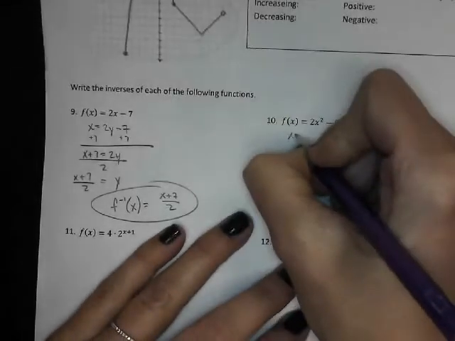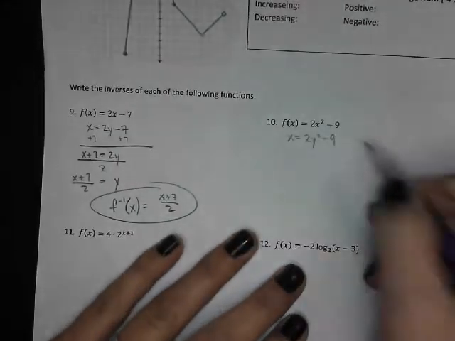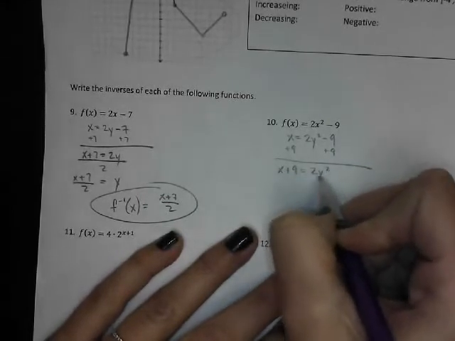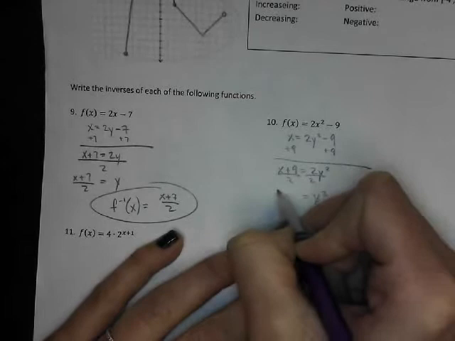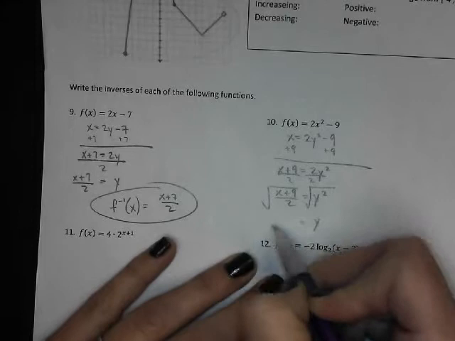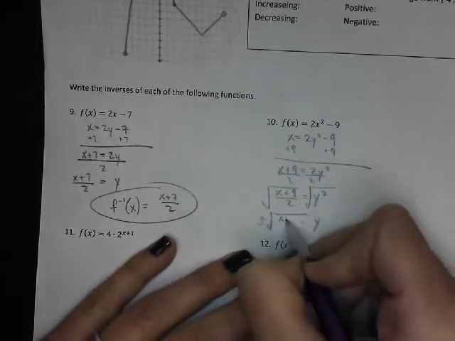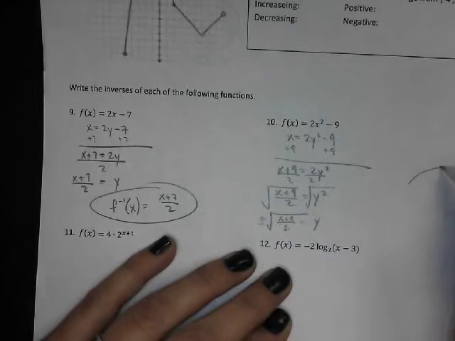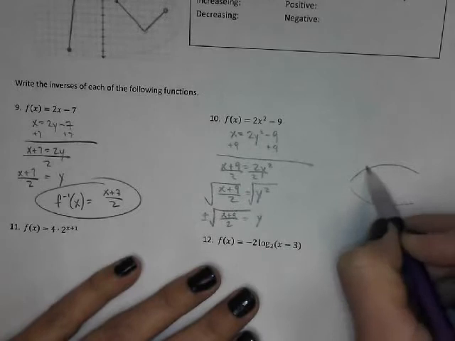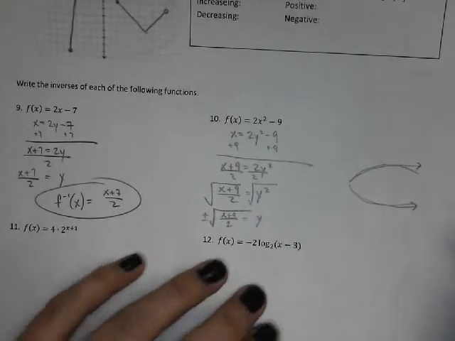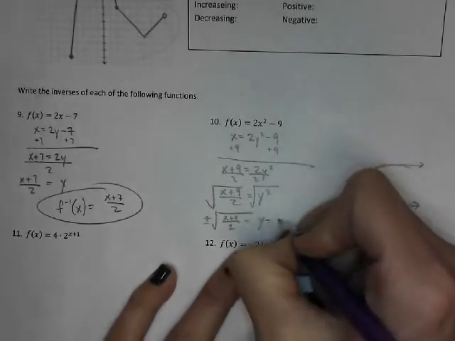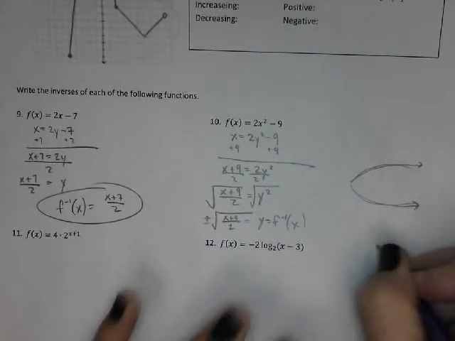Inverse here. Switch your x and your y. Now solving for y here, it's a little bit different. Divide by 2, that's all good. So here's where it becomes a little bit different, because when you take the square root of both sides, you have to remember your plus or minus. So this inverse has a positive radical and a negative radical. So the inverse here is not a function. Okay, this is f inverse of x. Not a function because it fails the vertical line test.